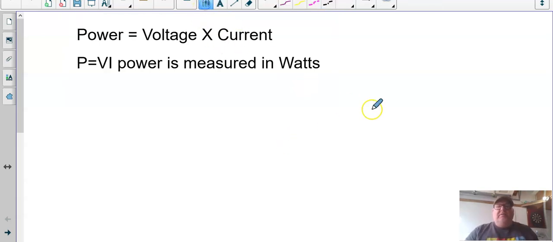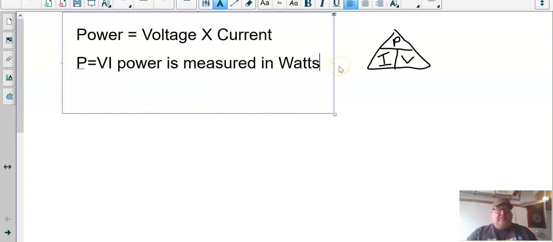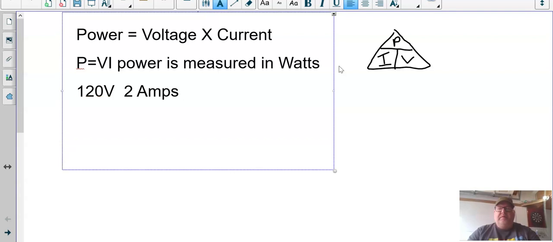So our triangle for power: power on top, current and voltage on the bottom. So if we have something that has 120 volts, and it has a current of 2 amps, then we have 120 times 2 equals 240 watts.